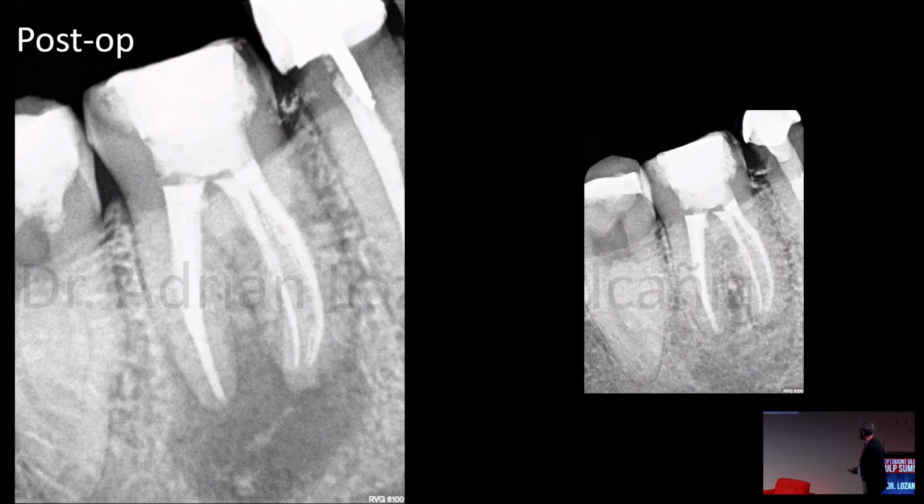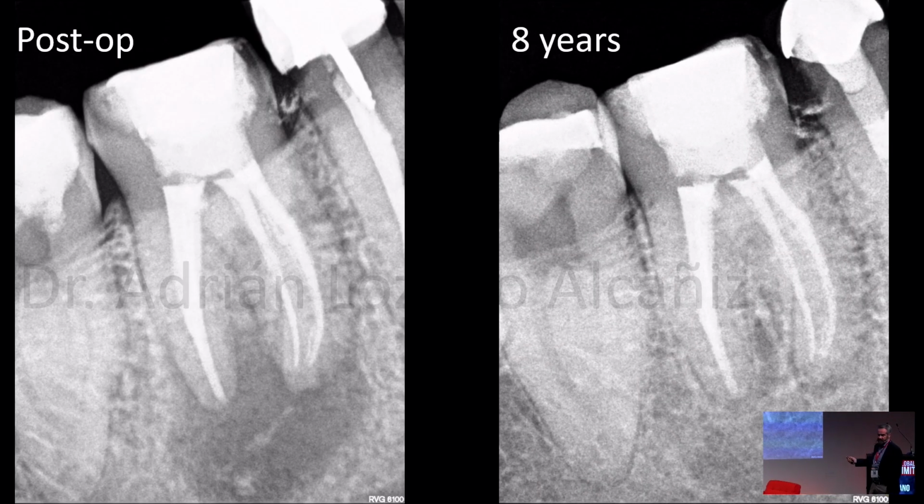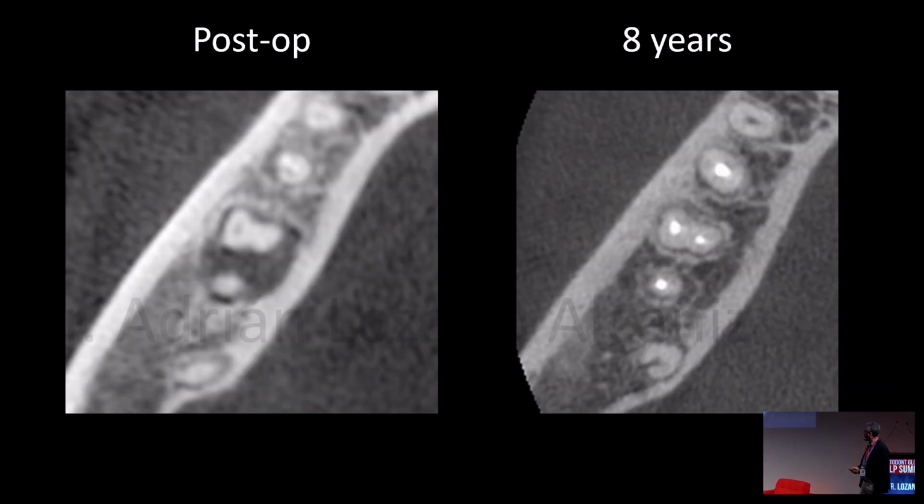You see, it seems that it's short. But as I've said, I normally cut 1 millimeter of the cones. And this is an 8-year recall. So the tooth is in function, and the patient is asymptomatic. And look at the healing of the bone, it's totally healed.